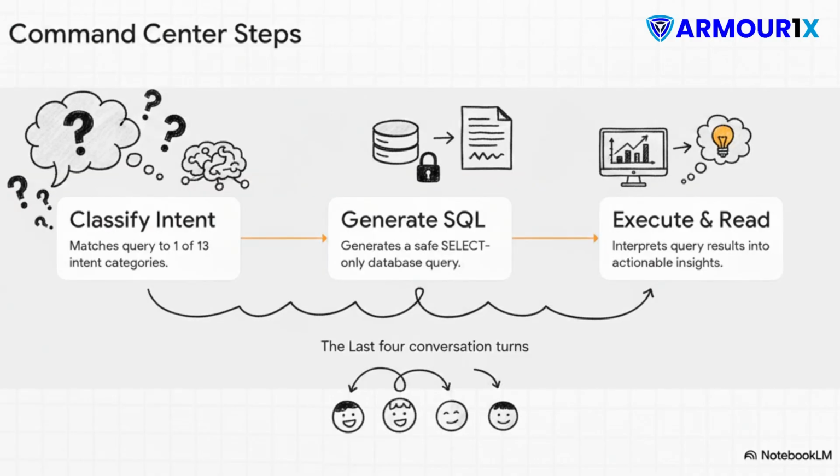It is absolutely fascinating to see how the orchestrator pulls this off behind the scenes. So, the moment that question comes in, the system fires off 3 specific steps. First, it instantly classifies the real intent of your question. Second, it generates a perfectly safe SQL query. And third, it executes that query and interprets the raw data, flipping it back into an actionable business insight. Oh, and it actually remembers the last 4 turns of your conversation. So your follow-up questions feel like a totally natural, flowing conversation, not some rigid search engine prompt.